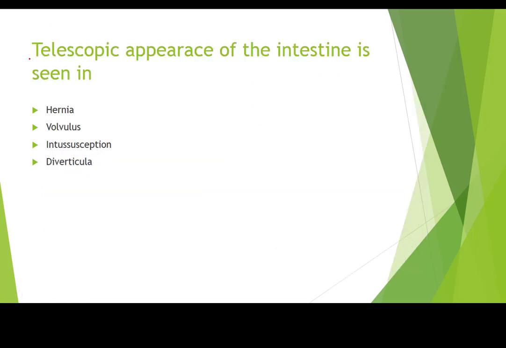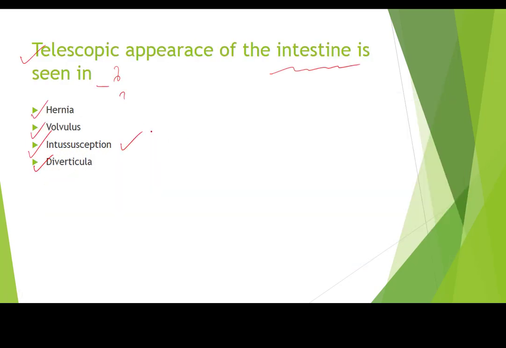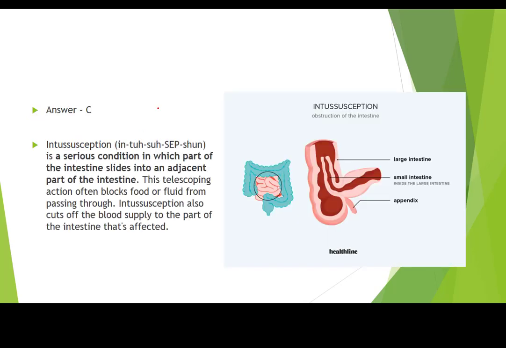Moving on to the next question. Telescopic appearance in intestine is seen in what? A. Hernia, B. Volvulus, C. Intussusception, D. Diverticula. Your option is intussusception.